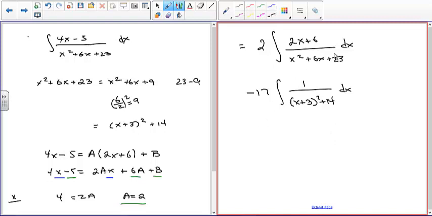So for this part, the substitution we're going to use here is u is going to be equal to the entire denominator, and du is going to be equal to 2x plus 6 dx. And for the second case, u squared equals x plus 3 squared, so u is equal to x plus 3. a squared equals 14, so a is equal to the square root of 14, and du is equal to dx.